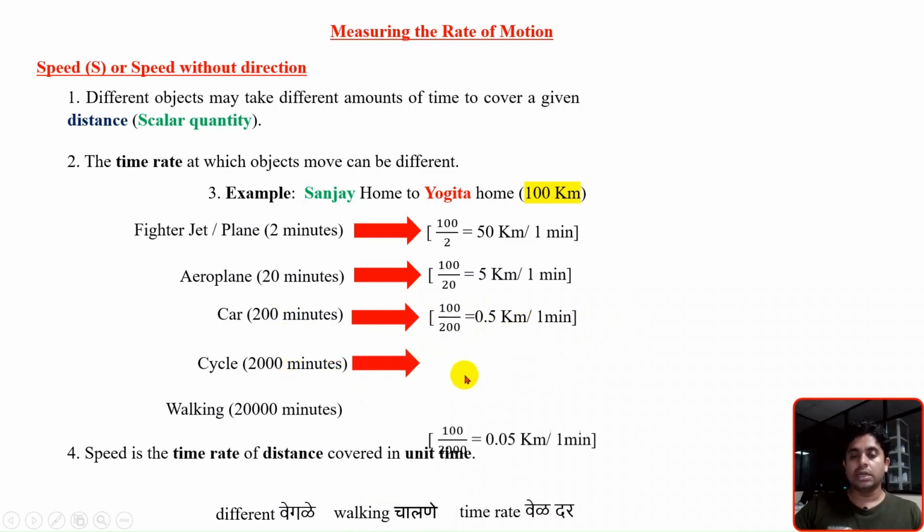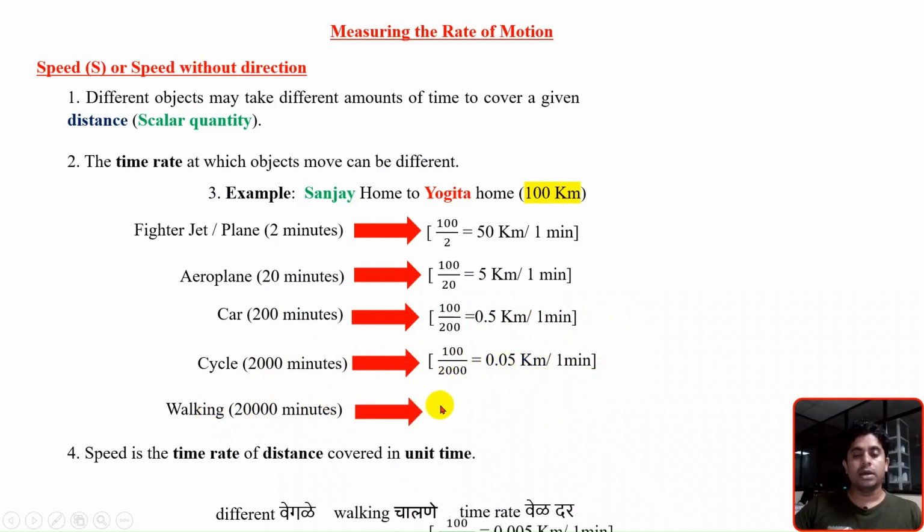Same for the cycle, it is 100 divided by 2000 minutes, which is 0.05 kilometer per minute. And same for walk, it is 100 divided by 20,000 minutes, which is 0.005 kilometer per minute. So, in a unit time, the fighter jet covers 50 kilometer distance, and if I go by walk, in the same 1 minute we are covering a lesser amount of distance, which is just 0.005.